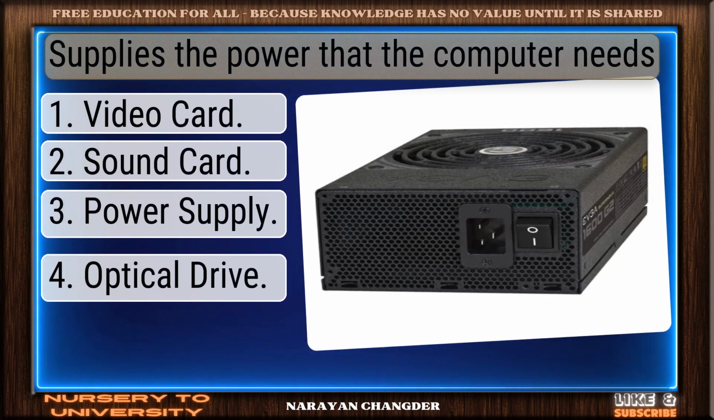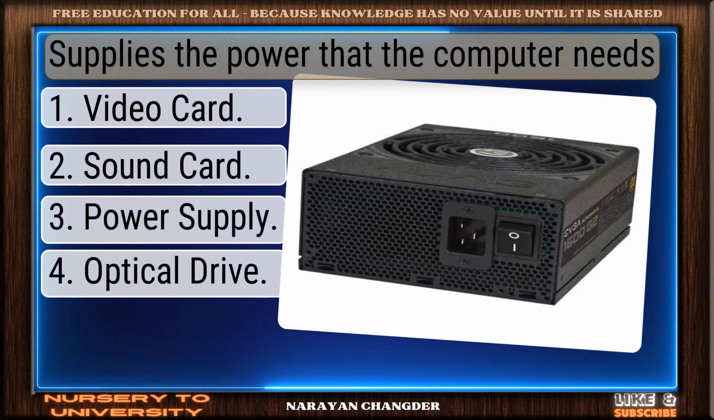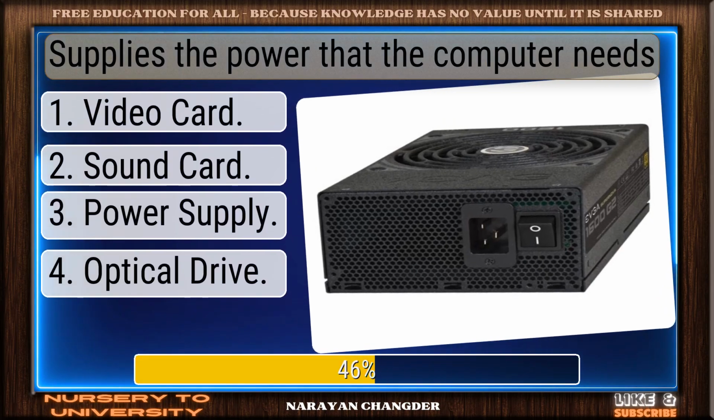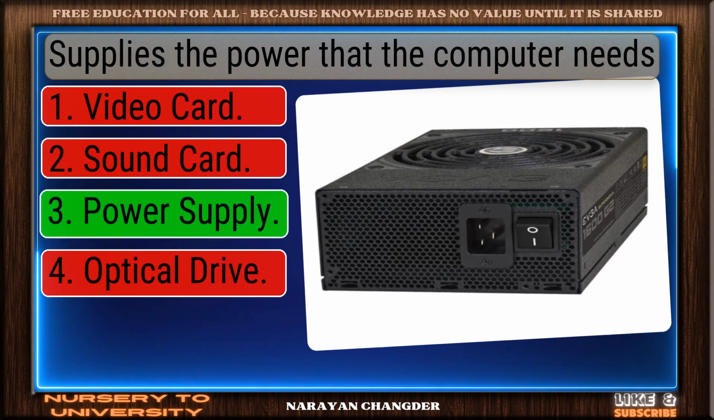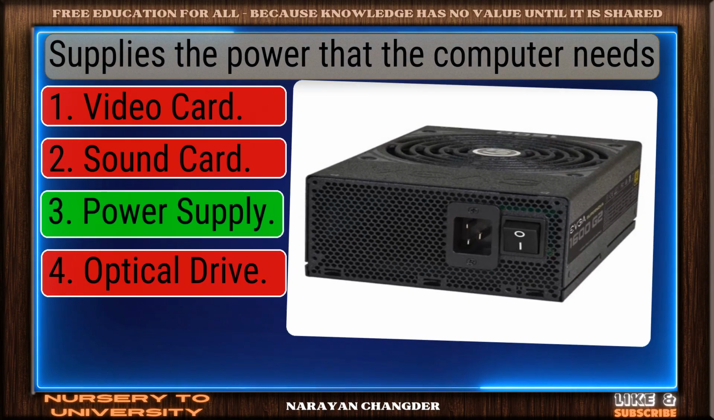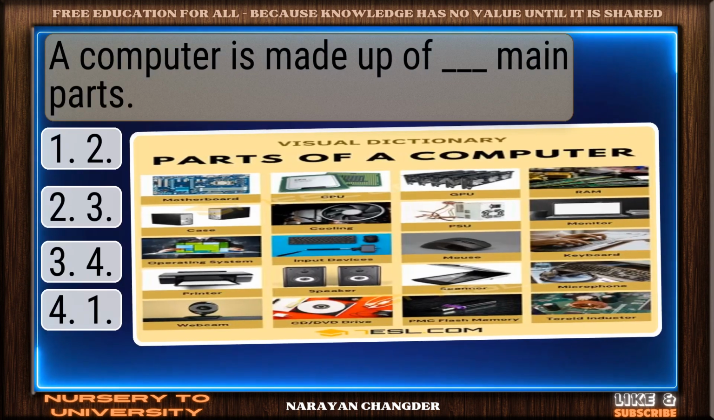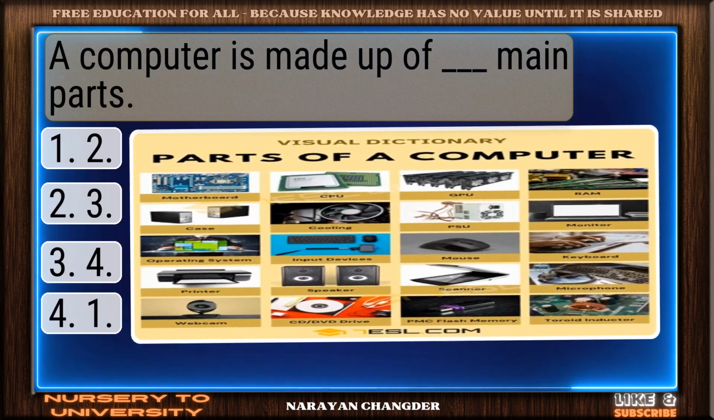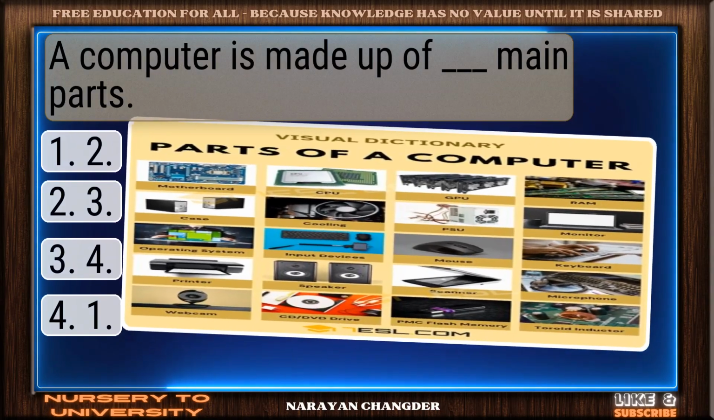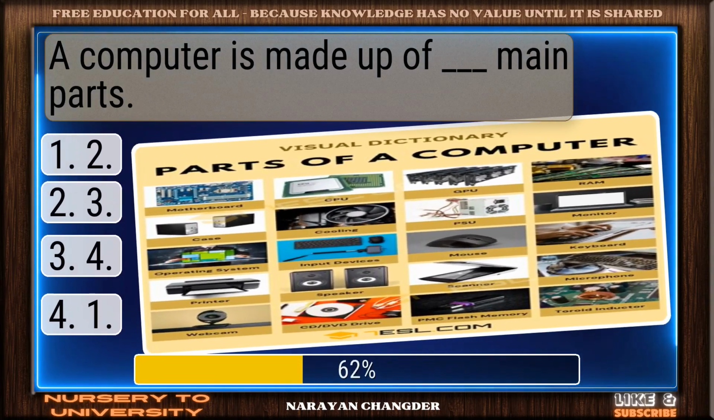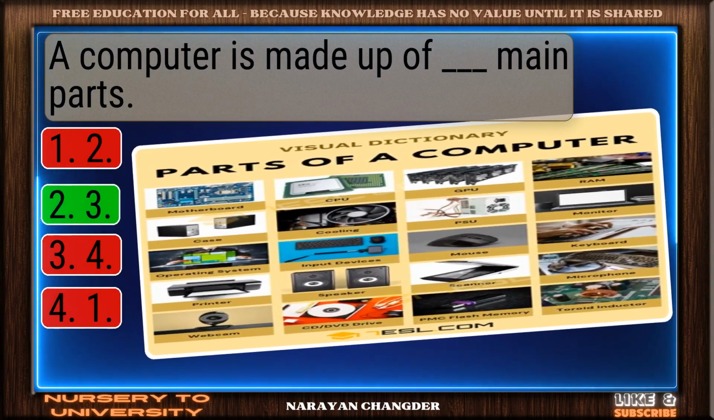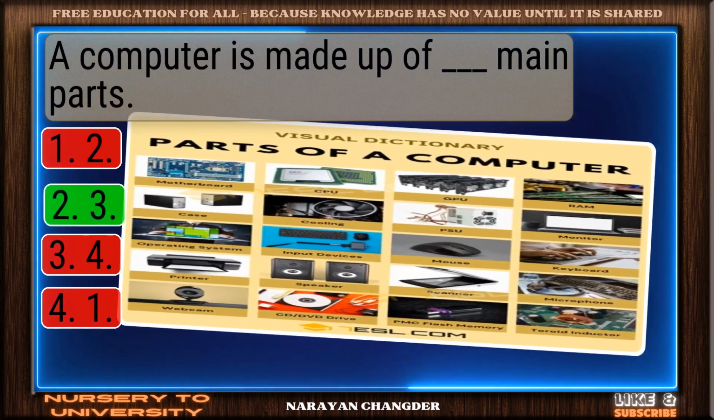Question number 50. Supplies the power that the computer needs. Correct response. Power supply is the most accurate answer. Question number 51. A computer is made up of dash main parts. Smart move. 3 is an accurate answer.